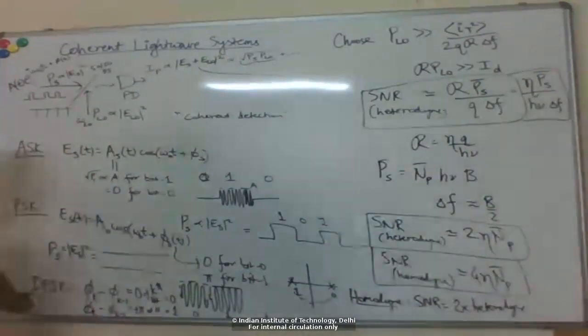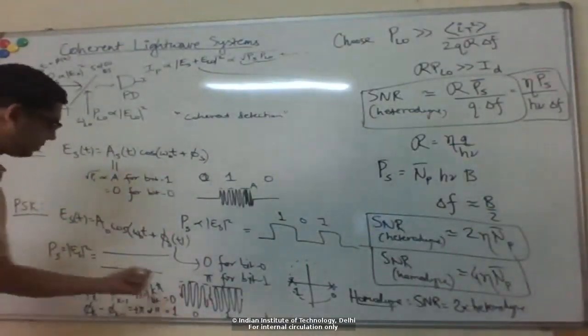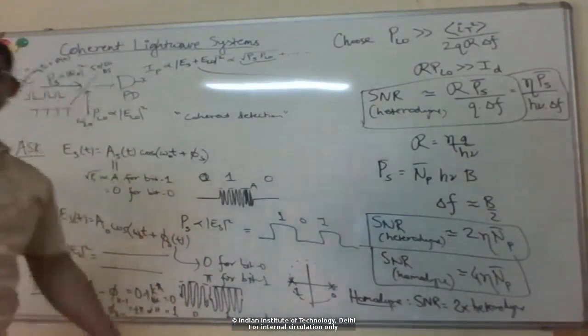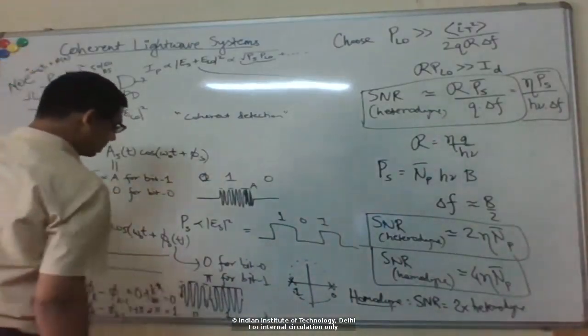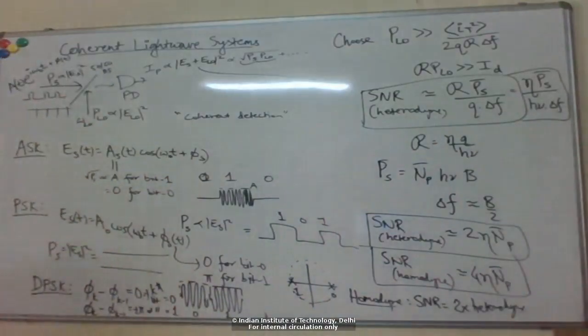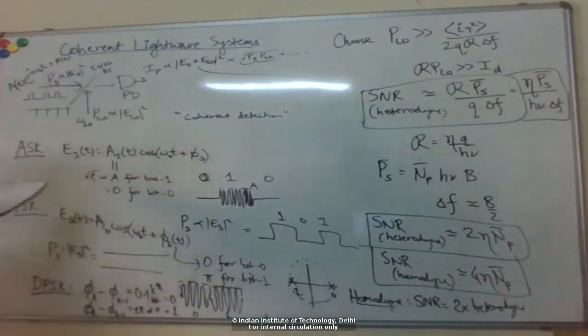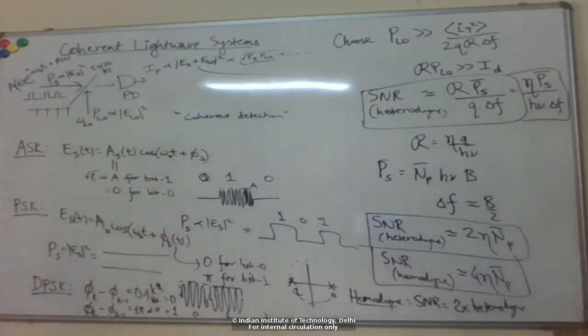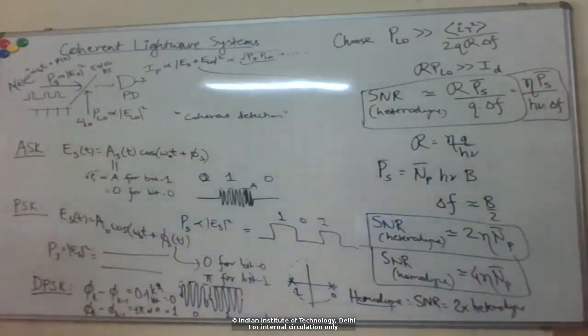Okay, so now you can see how this works. The requirement now that I need is phase stability over just 2 bits, right? Because I'm just measuring the difference between consecutive bits. So roughly, if my phase is stable over at least 2 bits, then I can measure the difference.